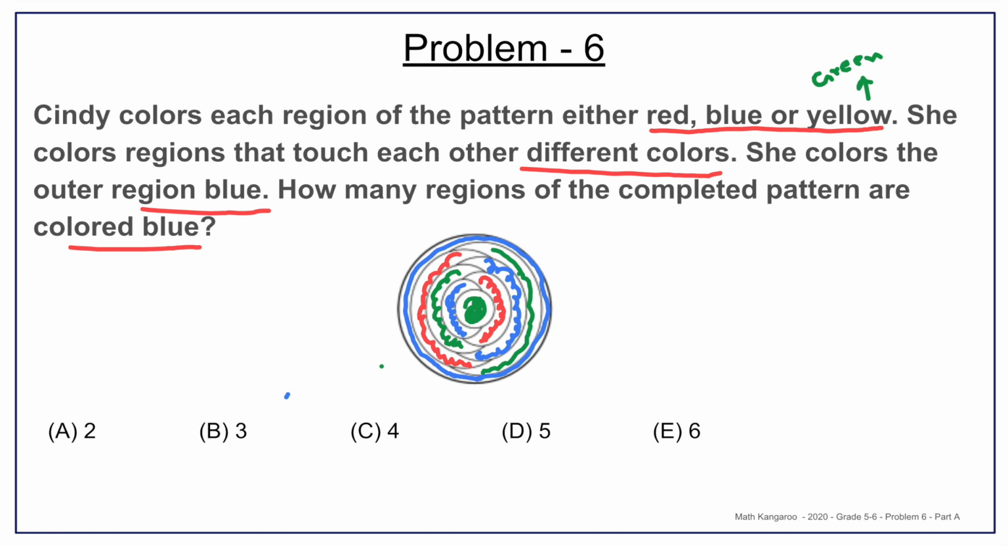Now let us count how many blues we have. So we have 1 blue, 2 blue and 3 blue. So our answer is option B, 3.